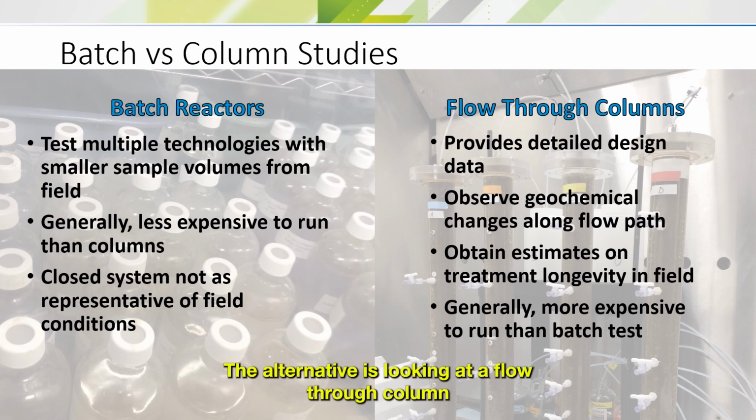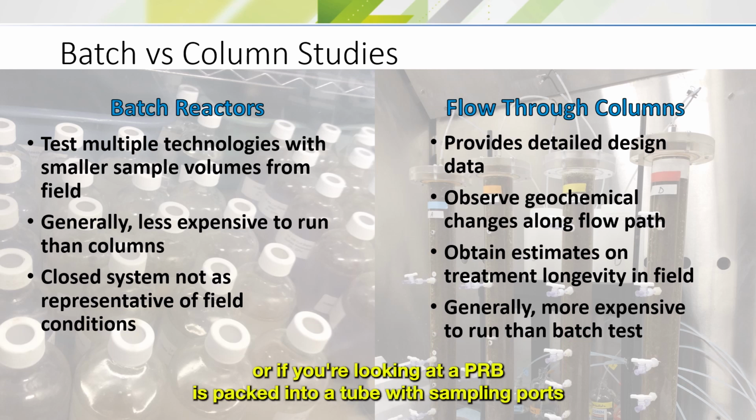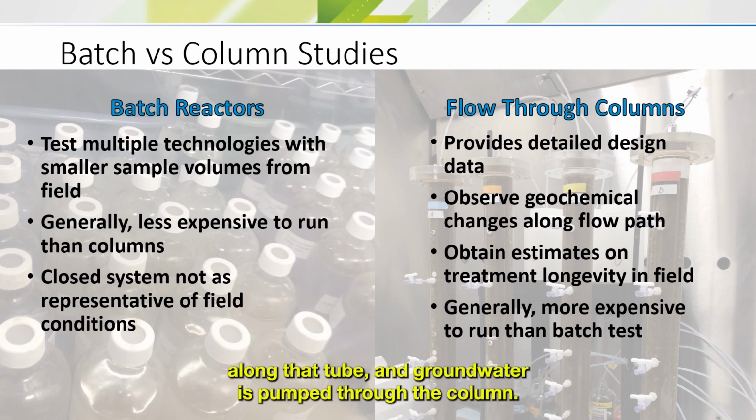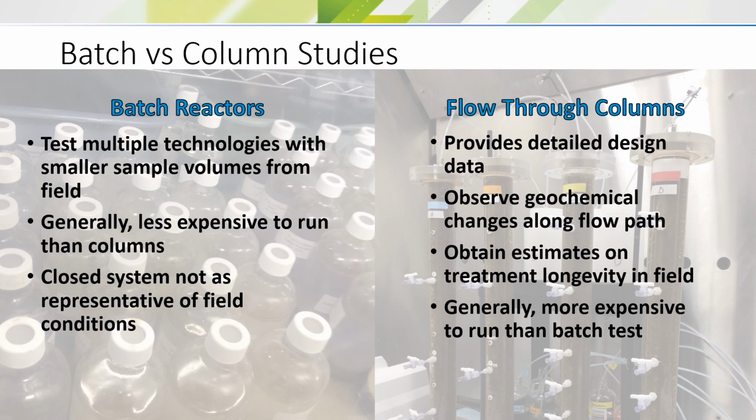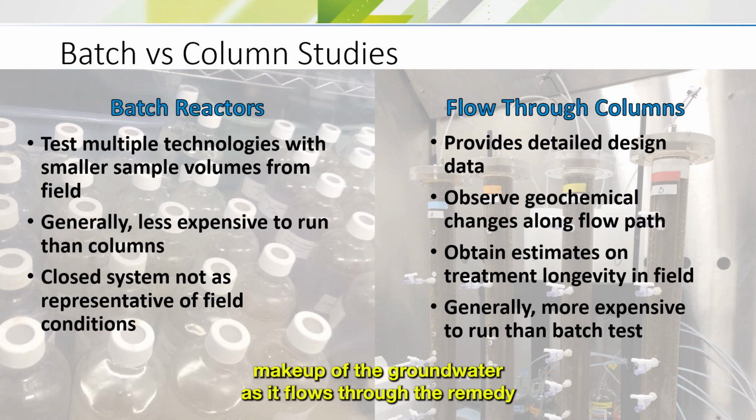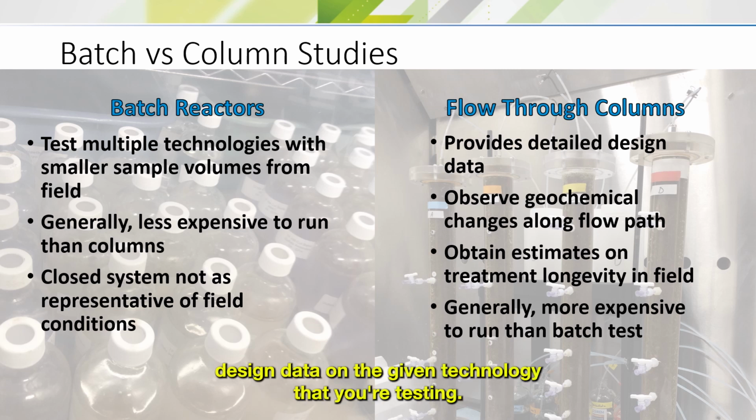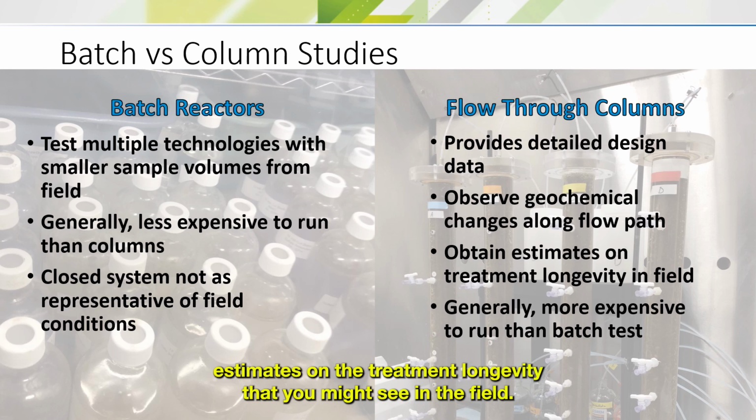The alternative is looking at a flow-through column. And in a flow-through column, generally geologic material, or if you're looking at a PRB, is packed into a tube with sampling ports along that tube, and groundwater is pumped through the column. This way, you can look at changes in the geochemical makeup of the groundwater as it flows through the remedy or through the geologic material, and can provide more detailed design data on the given technology that you're testing. You can also even obtain estimates on the treatment longevity that you might see in the field.